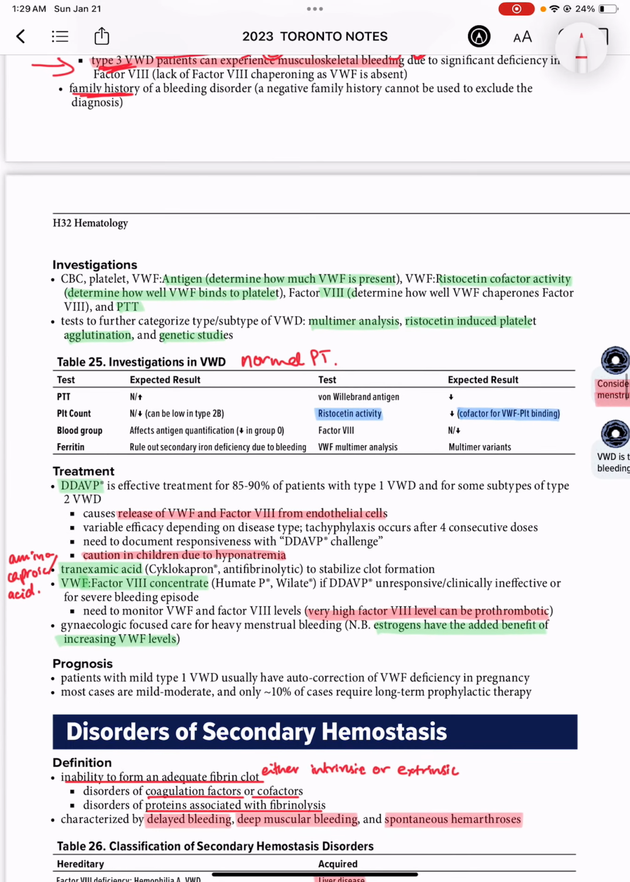However, we're going to investigate. We'll do a CBC, platelet count, and then von Willebrand factor. There are some important tests, like von Willebrand factor antigen, which would show us how much von Willebrand factor is present. And then von Willebrand factor ristocetin activity. So ristocetin is a cofactor for von Willebrand factor and platelet binding. Not the factor 8 binding, but the platelet binding. That determines how well von Willebrand factor binds to platelets.